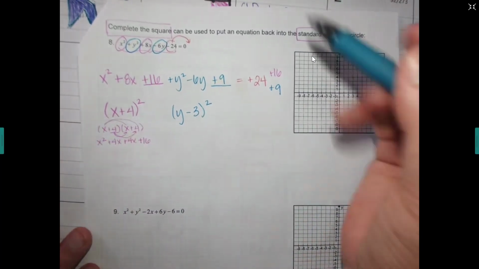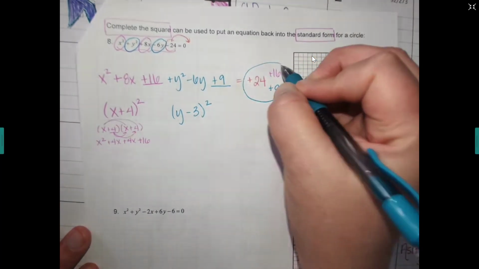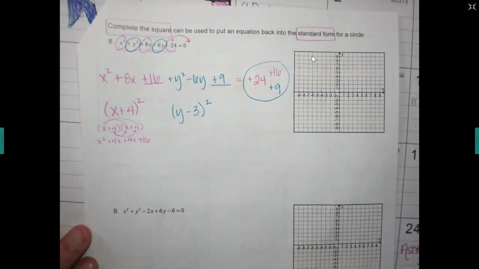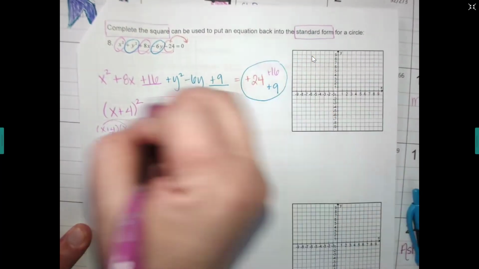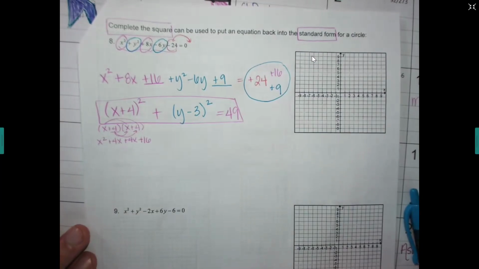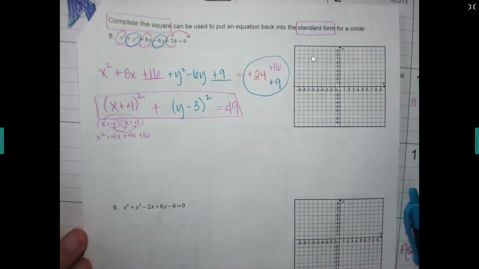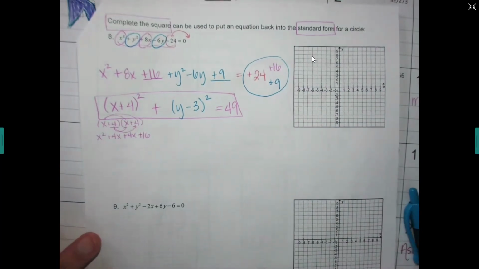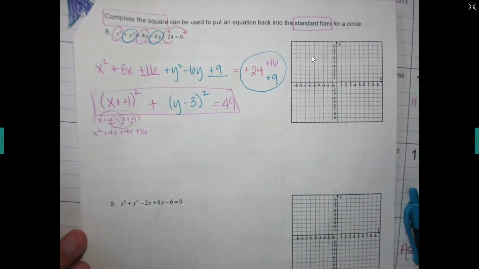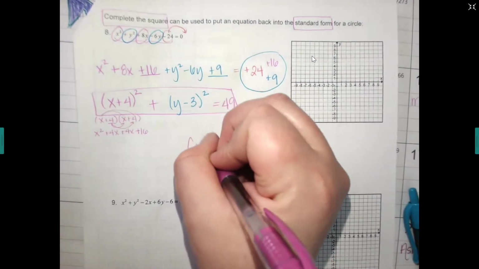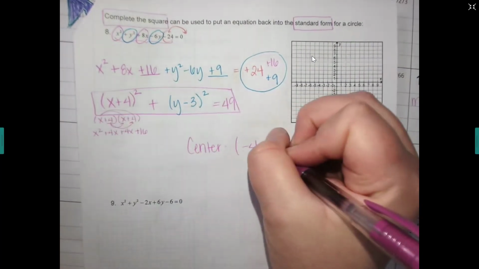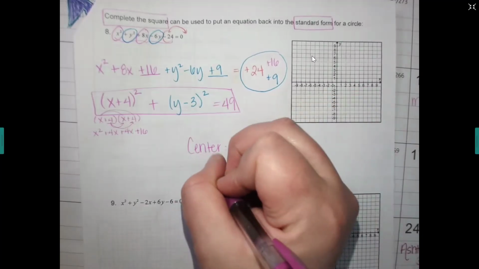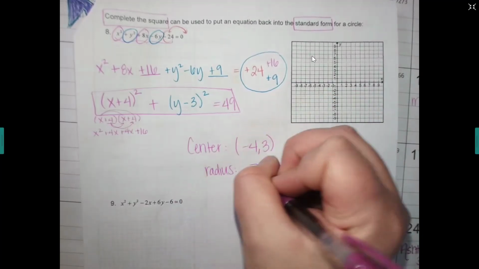Okay, then from there in your calculator, can you just add these guys up? 49. Then you have your equation. And then from that, you can find your center, you can find your radius, you can graph your circle. So without us actually graphing at this time, can you just tell me what would the center be? What kind of 4? Minus 4, comma, plus 3. What would my radius be? 7. Get the idea?